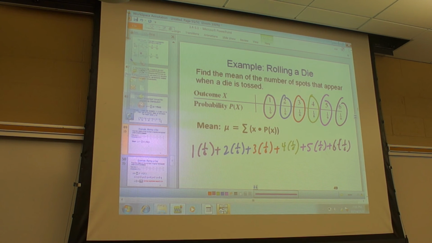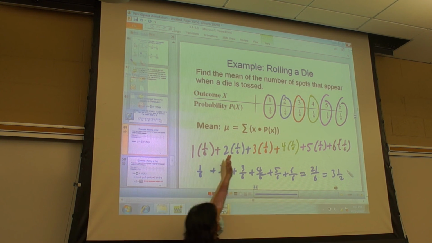So that ends up being 1/6 plus 2/6 plus 3/6 plus 4/6 plus 5/6 plus 6/6. So altogether that is 5, 10, 15, 21/6, or 3 3/6, which is 3.5. So it means on average, you're going to roll a 3.5.